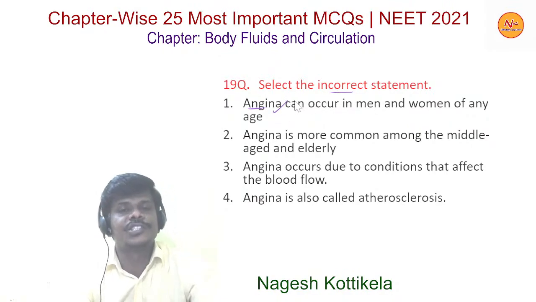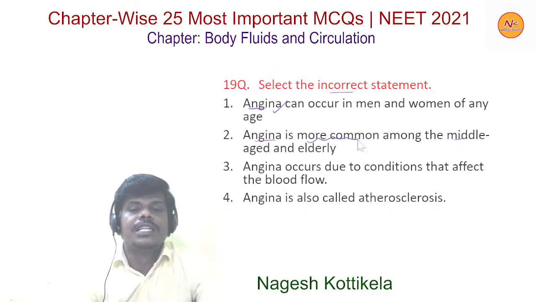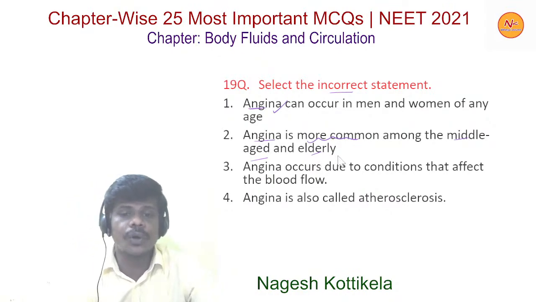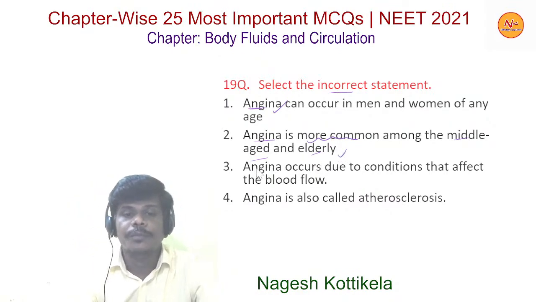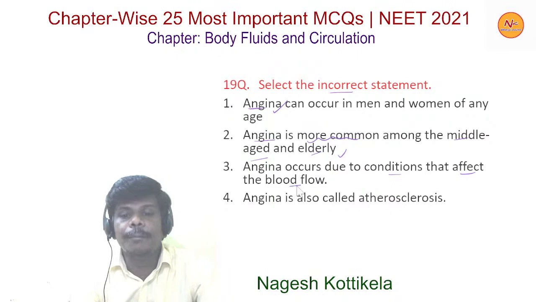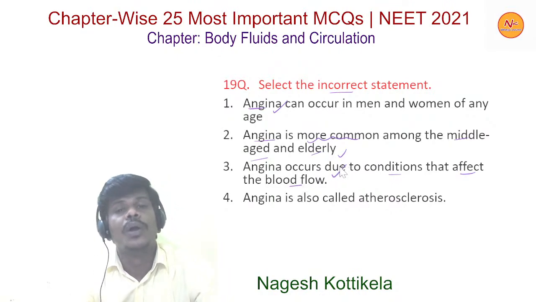This is correct. Okay. Option 2, angina is more common among the middle-aged and elderly. This is also correct. Now, moving to the next question, angina occurs due to conditions that affect the blood flow. Yes, this statement is also correct.